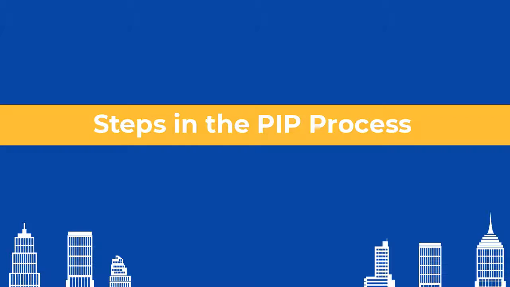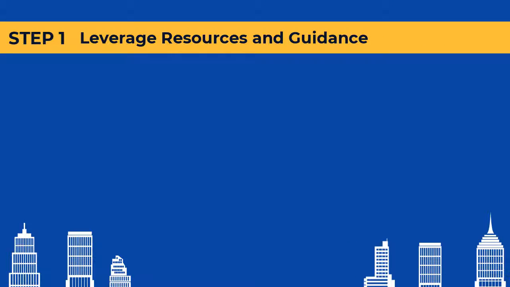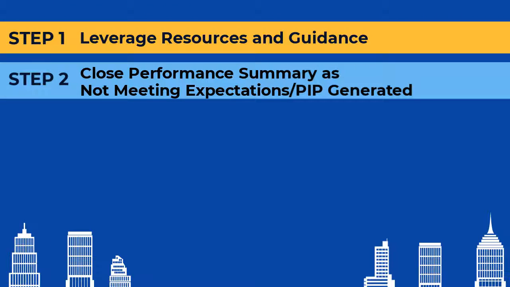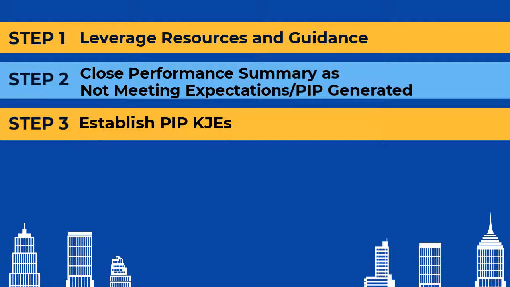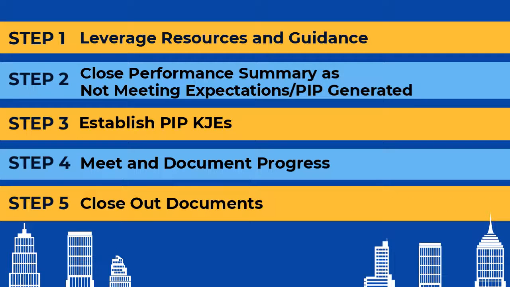There are several steps to guide supervisors through the PIP process. Step 1. Leverage resources and guidance. Step 2. Close performance summary as not meeting expectations, which generates a PIP. Step 3. Establish PIP KJEs. Step 4. Meet frequently and document PIP progress. Step 5. Close out the PIP and complete the PIP closeout performance summary. We will cover each step in more detail.